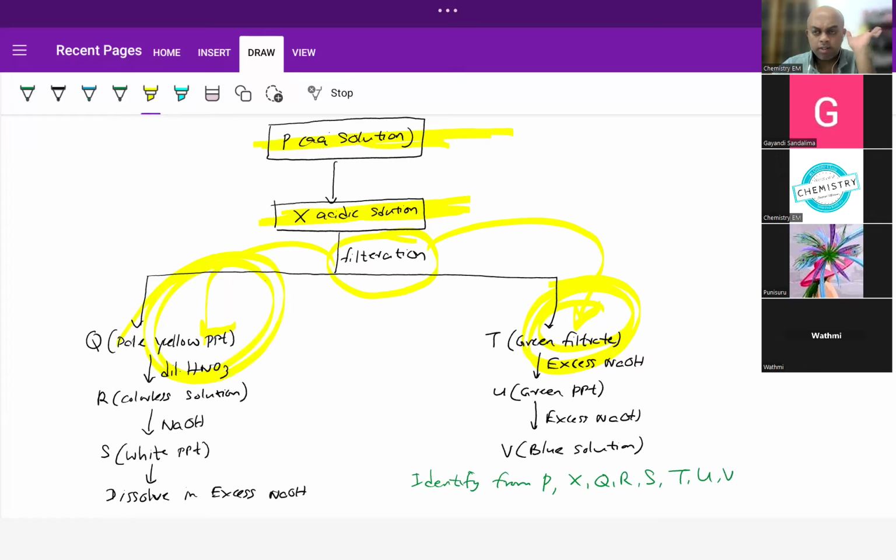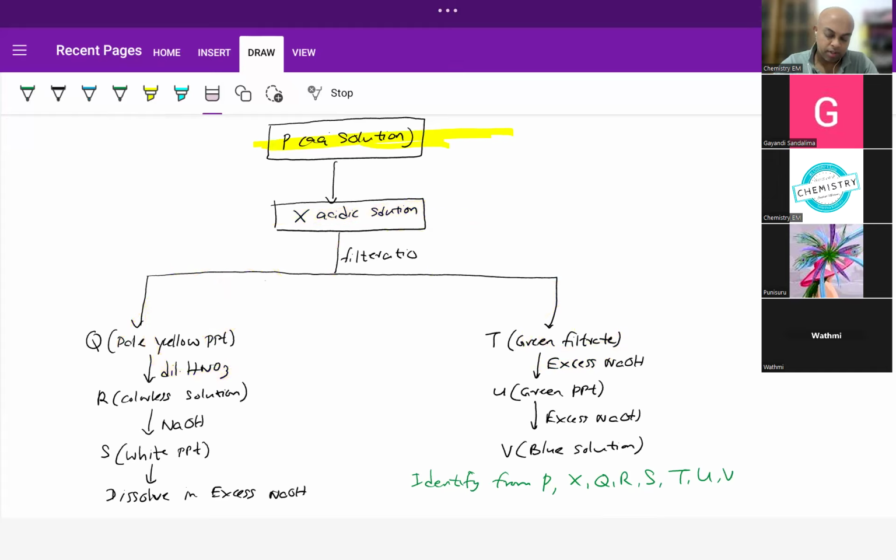Now, just by looking at this one, you can't understand what is the precipitate and what is the filtrate. You have to go to other steps as well, right? So let me catch on the right hand side first. In the right hand side, we have a green filtrate, and in excess sodium hydroxide, that means in excess OH minus ions, it is creating a green precipitate. So we have a green filtrate and we have a green precipitate after addition of sodium hydroxide.